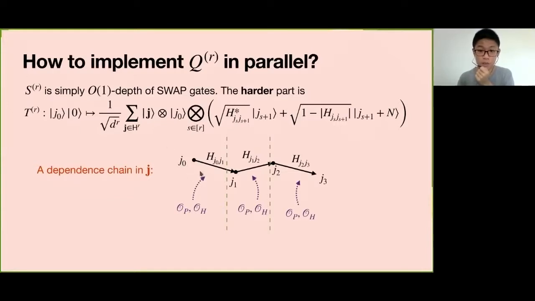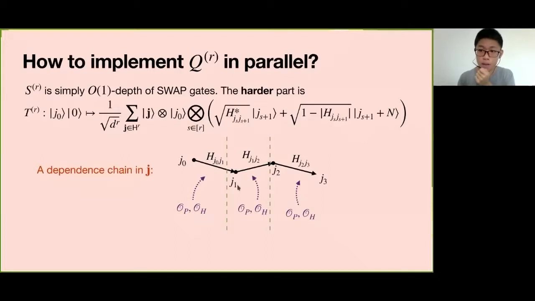Let's take a careful look at this dependence chain. If you want to generate the state ket bold J, one needs to first start from J naught, then call the oracle O_P to obtain its neighbor J1. The reason is O_P describes the sparse structure of the Hamiltonian. So it also describes how J naught is connected to its neighbor in this graph. Then what about the weight on this edge? The weight is given by the entry of H. So it is given by accessing H by the oracle O_H.